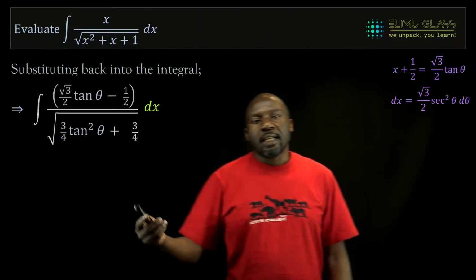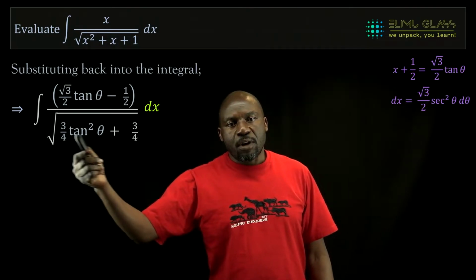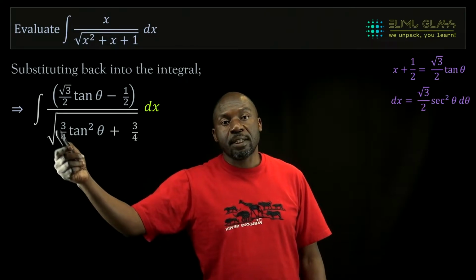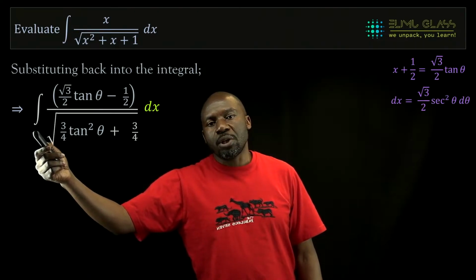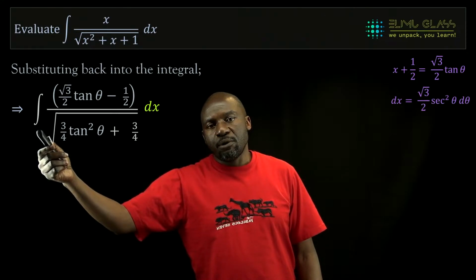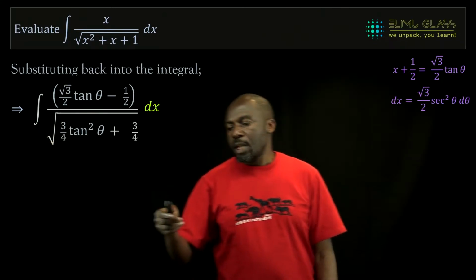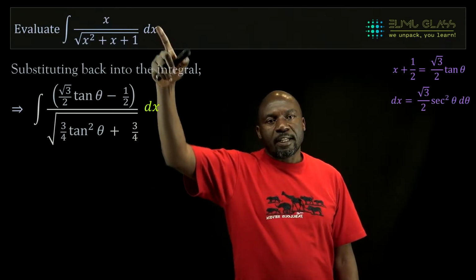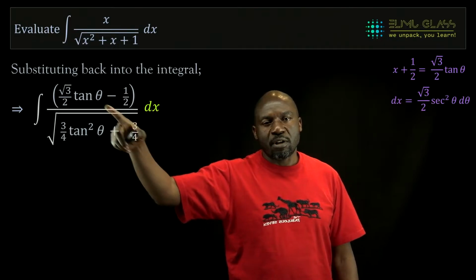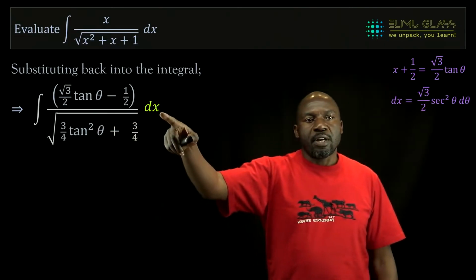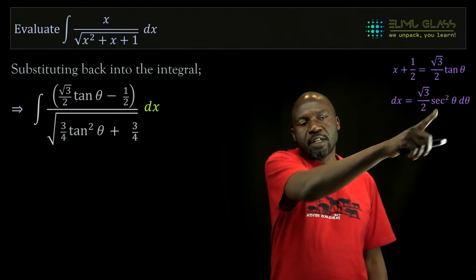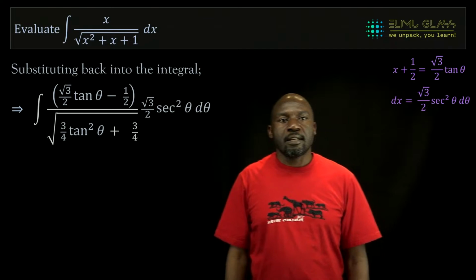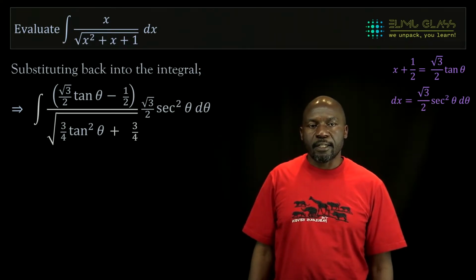And by doing that, I can now take 3 over 4 out. If it is inside the bracket, it is 3 over 4, but if I take it completely out, it becomes root 3 over 2. I can leave root 3 down here and put 2 up, but let's see what happens. By the way, this delta x here also has to be removed now because everything has to be in terms of theta. So if I remove delta x, I put the derivative that I found there. So delta x becomes root 3 over 2 sec squared d theta.